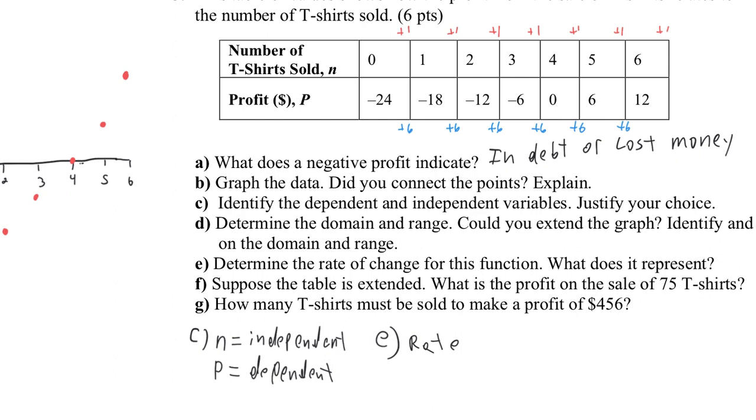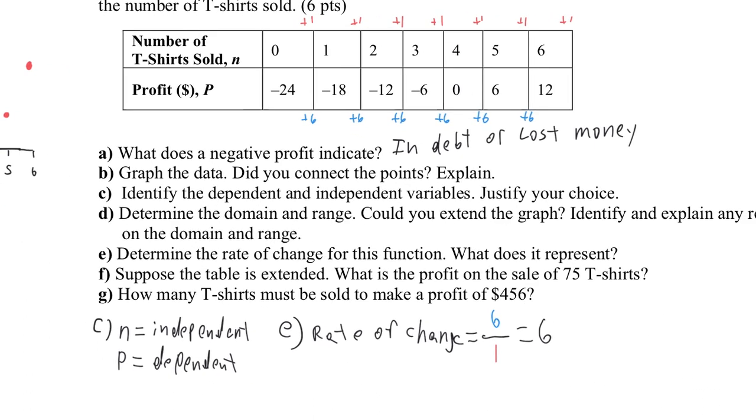So E is the rate of change. And that's going to equal how much Y is changing, which is 6, over how much X is changing, which is 1. So 6 over 1, or if you just wanted to write it as 6, because 6 divided by 1 is just 6. So there's our rate of change.